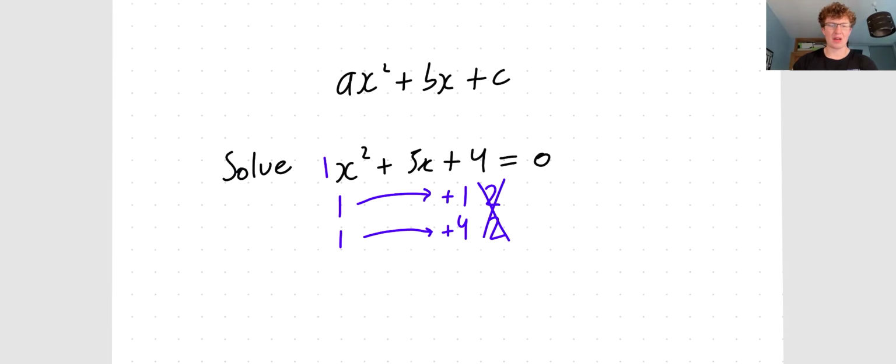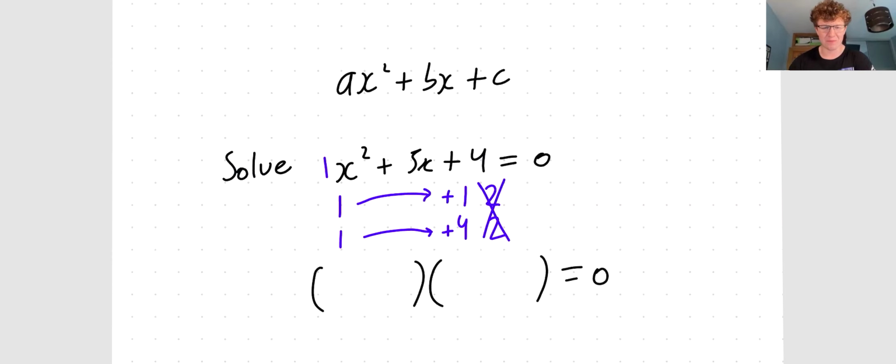So we have it. We have now two brackets. That's step 3. Write the brackets. We have a 1x here, and we're going to have another 1x here. And then we're going to put a plus 1 in this bracket and a plus 4 in this bracket.